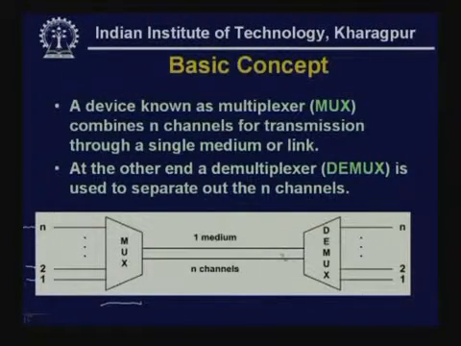and so signals coming from n channels are combined to be sent through a single medium. At the other end there is a demultiplexer, and the demultiplexer performs the reverse operation. It separates out the signals coming through a common channel and sends them to n different channels, 1 to n. So, this is the basic operation. You require a multiplexer and a demultiplexer.